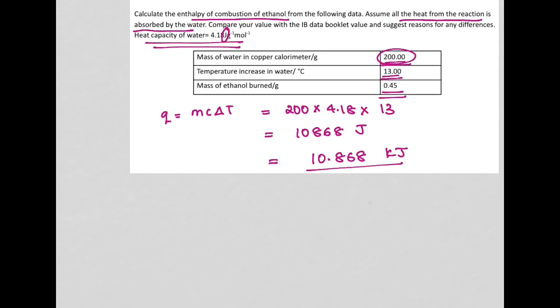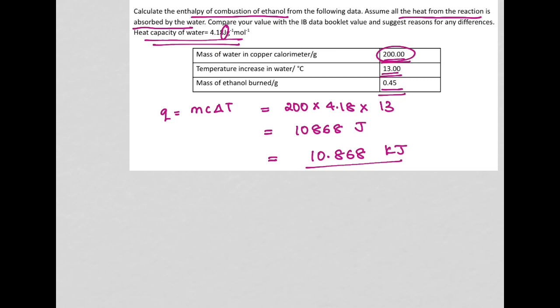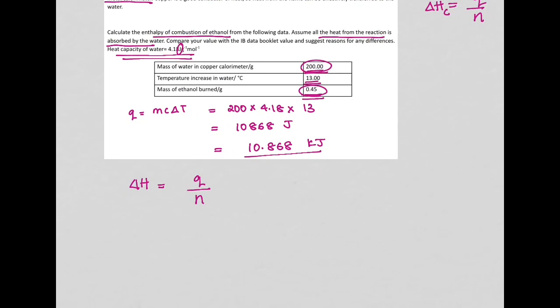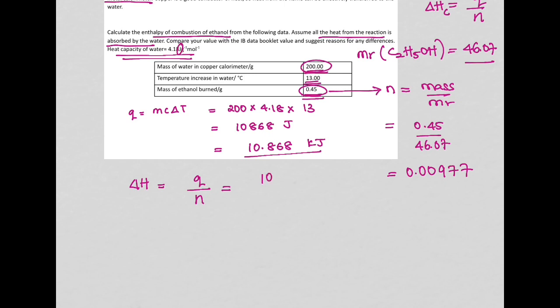And this is corresponding to the amount of energy released by 0.45 grams of ethanol. Therefore, delta H would be Q divided by number of moles. So I just need to convert this mass to number of moles of ethanol. Number of moles is mass over molar mass, and ethanol is C2H5OH. So the molar mass is going to be 46.07. Therefore, number of moles would be mass divided by the molar mass. And then delta H would be the Q in kilojoules divided by the number of moles. And this would be the delta H, in kilojoule per mole. So this one, just be careful: because it's enthalpy of combustion, this should be negative.